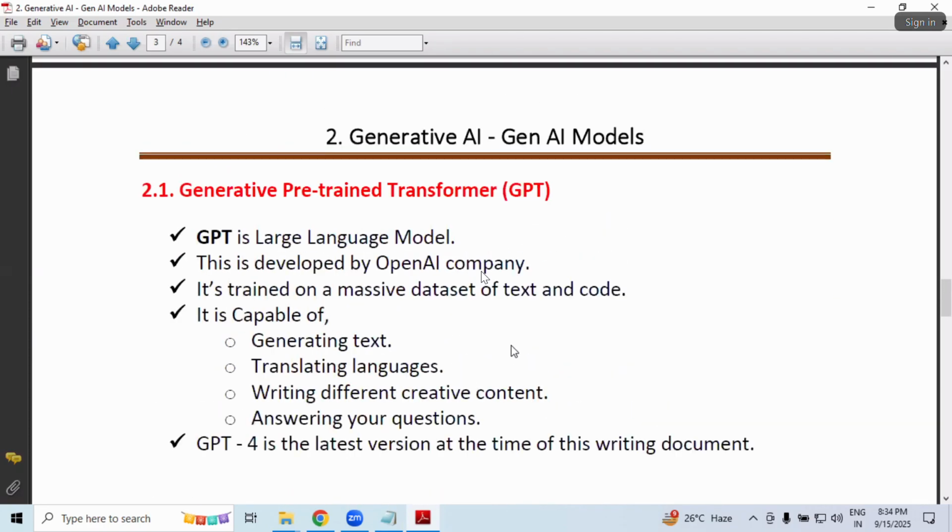Let me cover a few. GPT. If anybody is asking you to explain simple linear regression, during an interview definitely somebody will ask you to explain GPT. Like a model explanation, we need to give how the model is working. GPT is a large language model, sir.